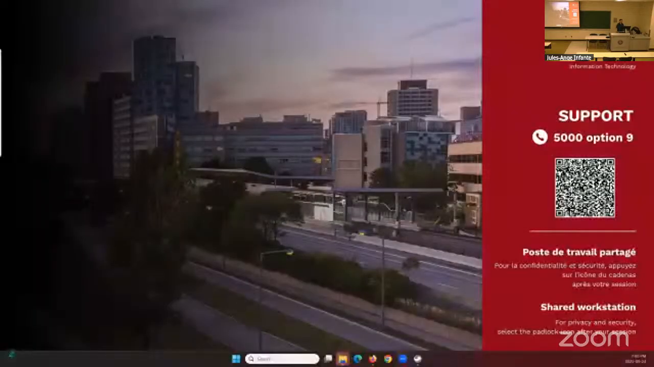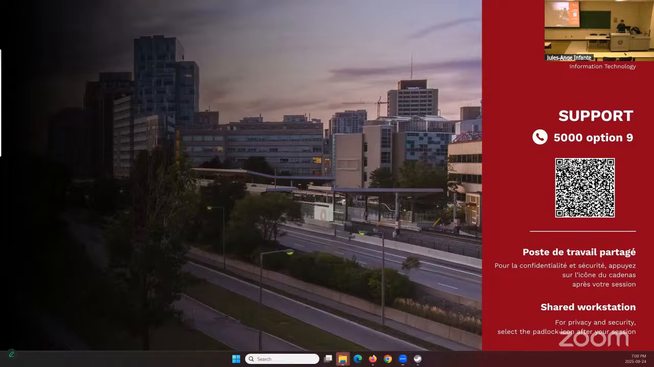Black screen. Okay. Oh, resume share. Okay, I have to separately resume the share. Did that fix it? Yes, okay. Oh, I forgot to download my files.